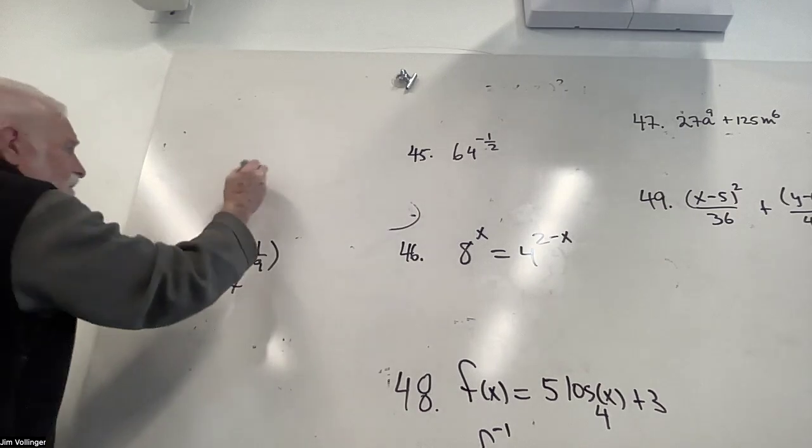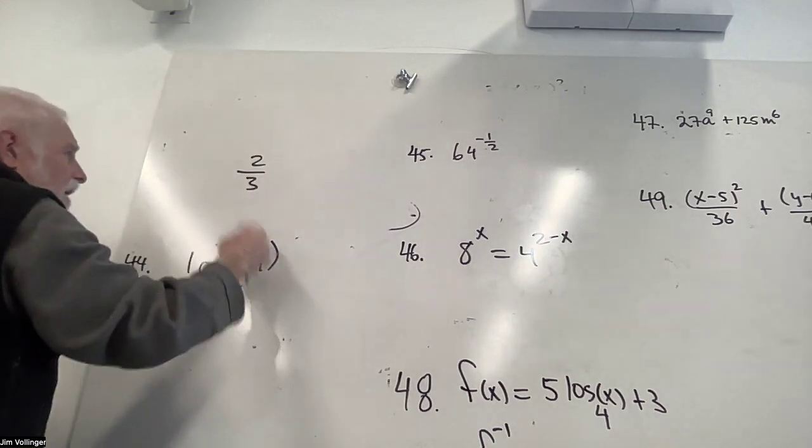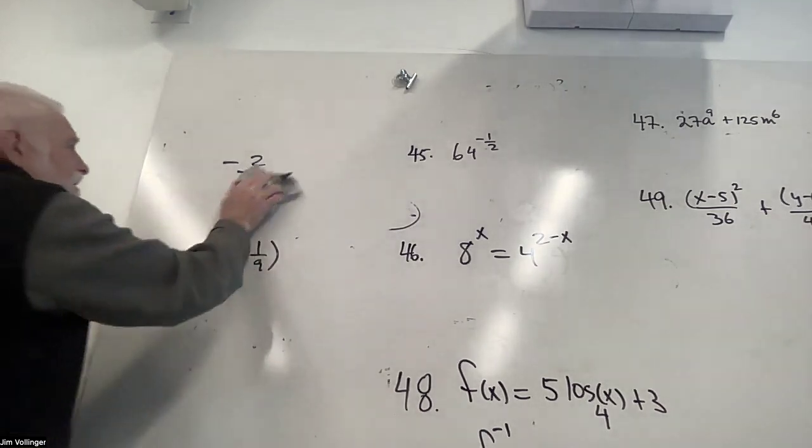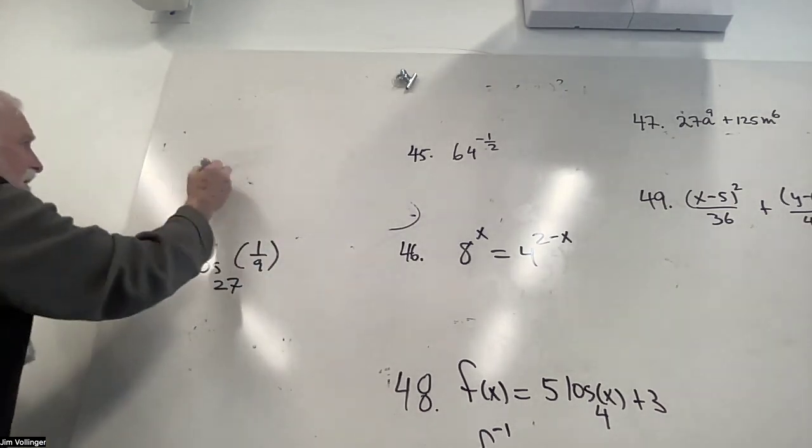I got to take a cube root of 27, I got to square it, and I got to reciprocate it. So that's conceptually seeing it. If you're not seeing it conceptually, then you got to do it out algebraically.